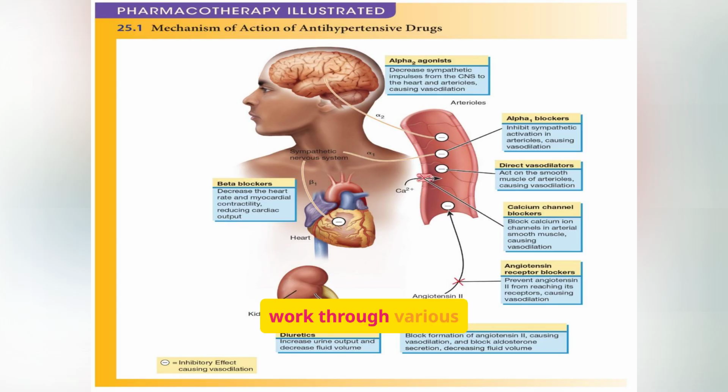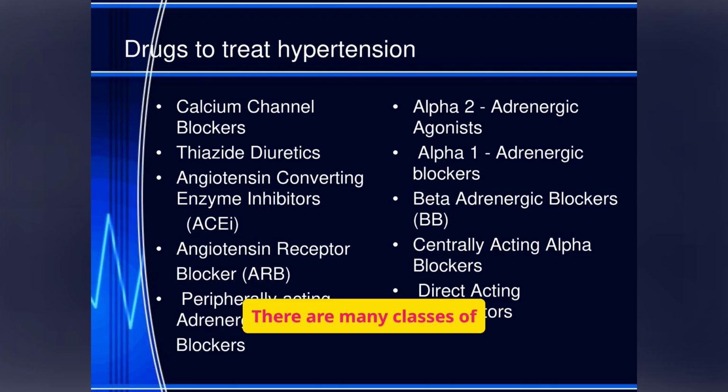Antihypertensive drugs work through various mechanisms. We'll explore how different drug classes target specific physiological processes to lower blood pressure. Some reduce fluid volume, diuretics; others relax vessels, vasodilators, or block hormone effects, ACE inhibitors, ARBs. There are many classes of drugs used to treat hypertension. We'll provide an overview of the different types of medications available.